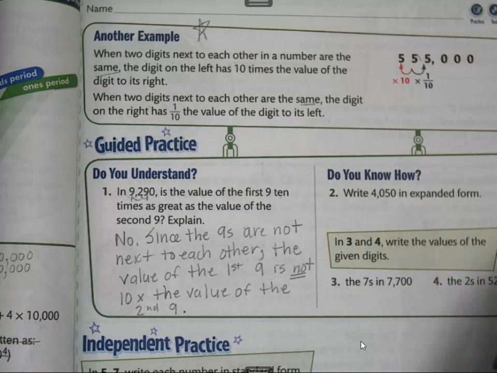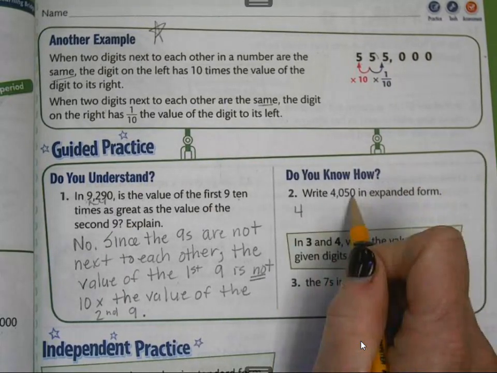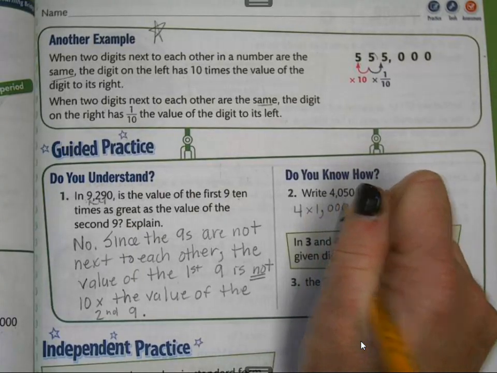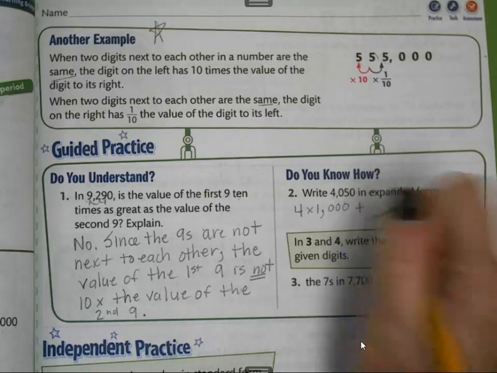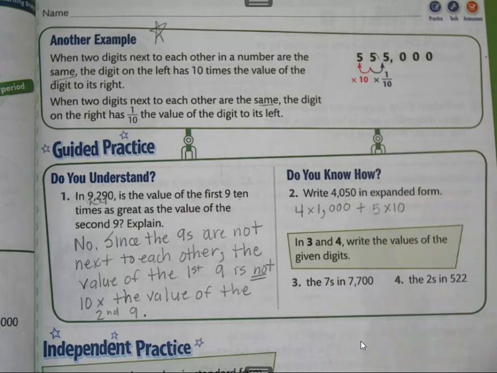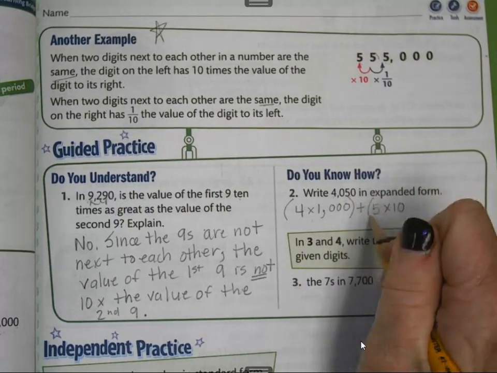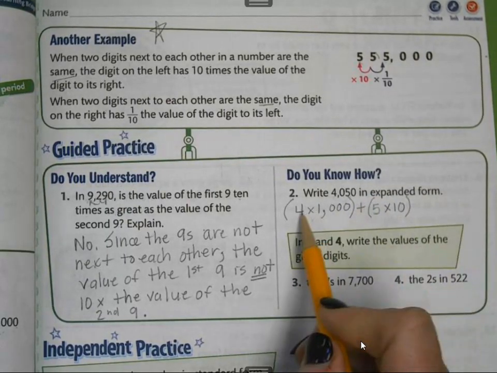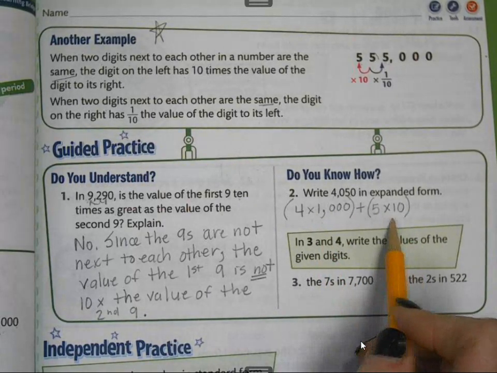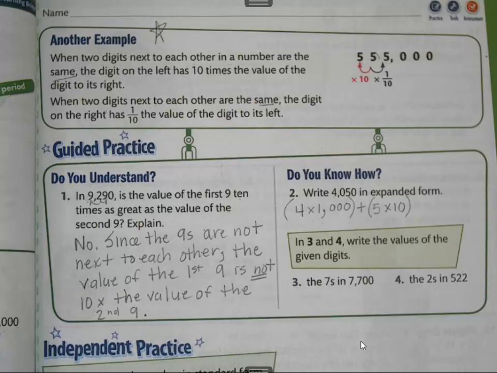So writing 4050 in expanded form is as simple as taking the digit 4, noticing that it is in the thousands place. So to get the value, we would multiply 4 times 1,000. We're going to add it to the 5, and the 5 is in the tens place, so we're going to multiply it by 10. Now, I have seen it written with or without parentheses. I think it's easier to read if you have the parentheses. And then you can see 4 times 1,000 would give you a 4, and 5 times 10 would give you a 5 for 50. Okay? But with or without parentheses, it's acceptable.